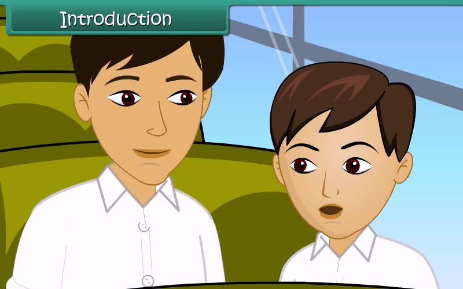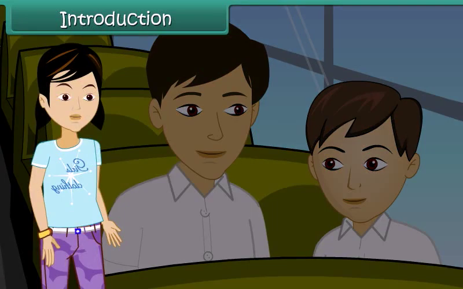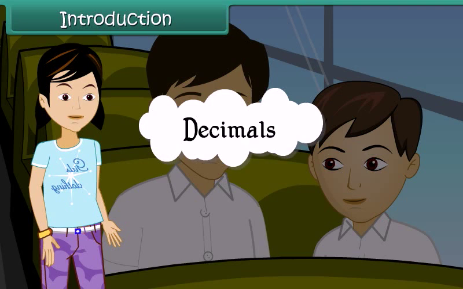I don't understand point 2 here. What is it? Well, 3.2 lies between 3 and 4. And we call the number after the point a decimal number. Basically, it is a part of a whole number. Children, in this lesson we will learn about decimals. Come along to know.